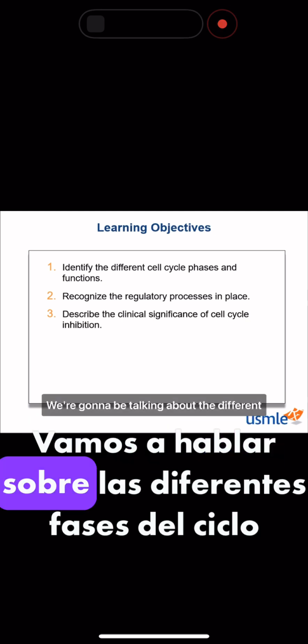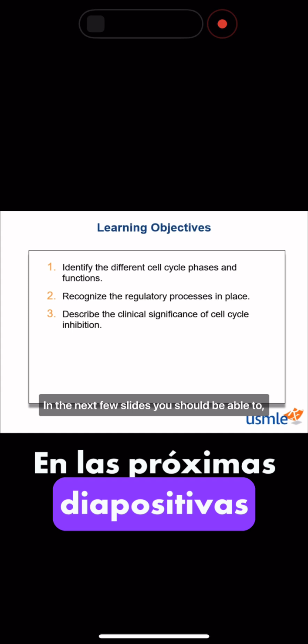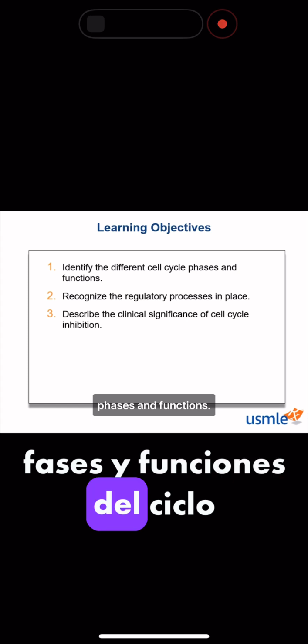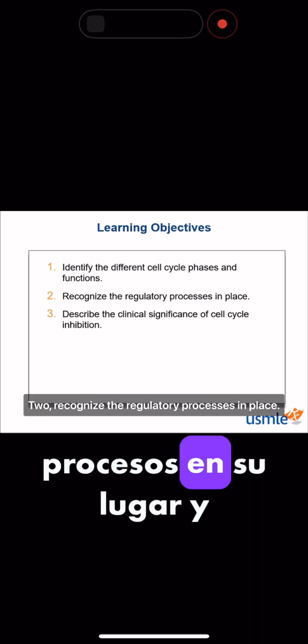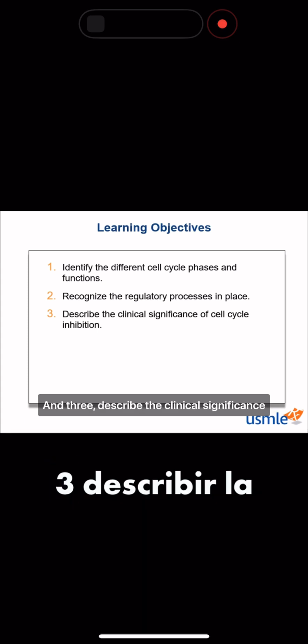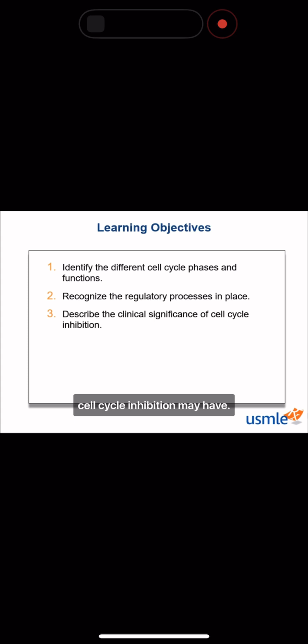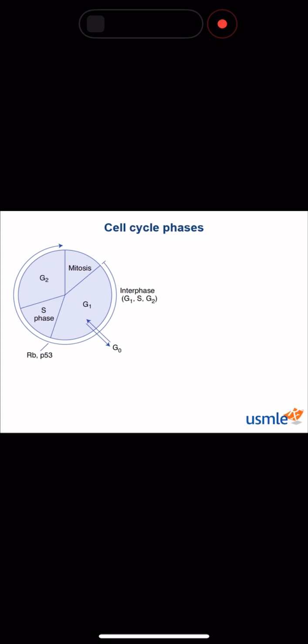We're going to be talking about the different cell cycle phases. In the next few slides, you should be able to: 1. Identify the different cell cycle phases and functions. 2. Recognize the regulatory processes in place. And 3. Describe the clinical significance cell cycle inhibition may have. So what are the different cell cycles?